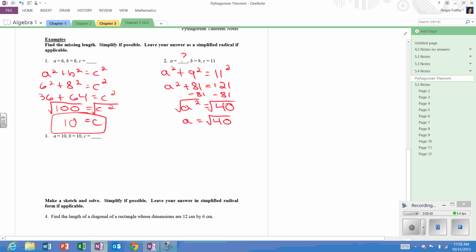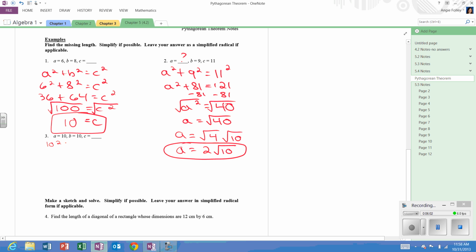Okay, now those of you who don't remember your radicals, we can separate that into radical 4 times radical 10. And if you remember, the square root of 4 is 2, so we can rewrite that as 2 times radical 10. That is the length of your a. All right, we're going to try one more.